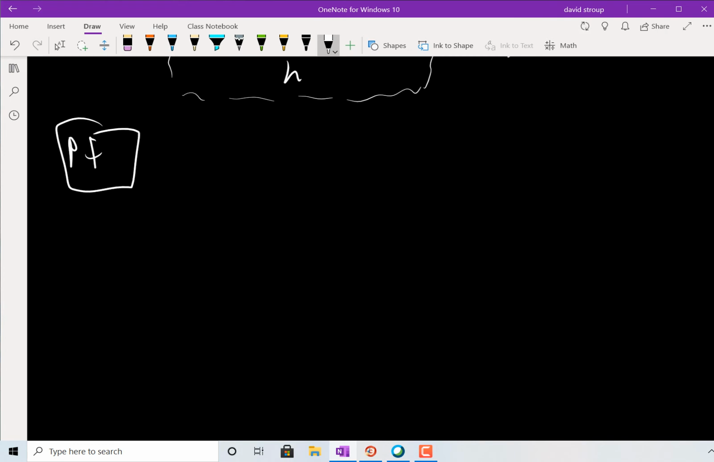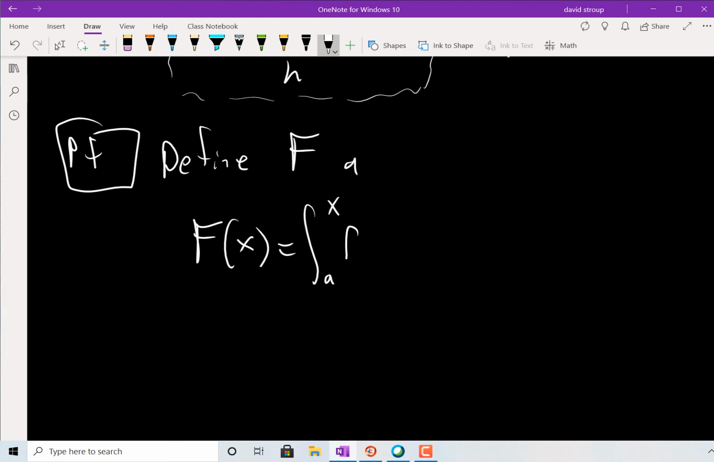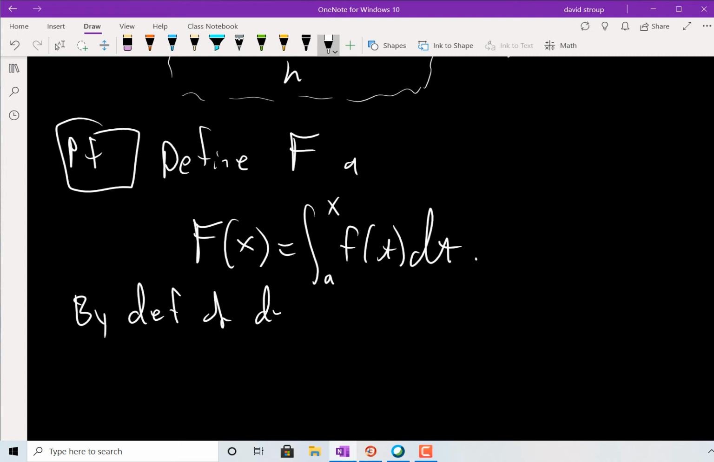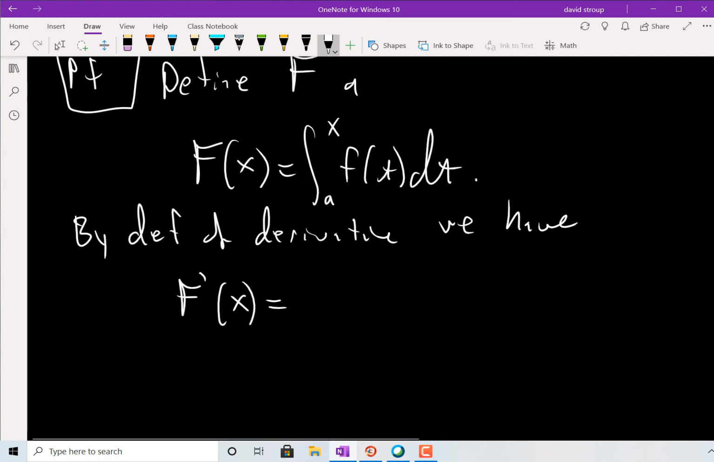And I think we probably have continuity issues and stuff like that. But anyways, let's define. So first I define big F as this accumulation function. So big F of x equals the integral from a to x of f of t dt. By definition of the derivative, we have then this way of expressing F prime of x.